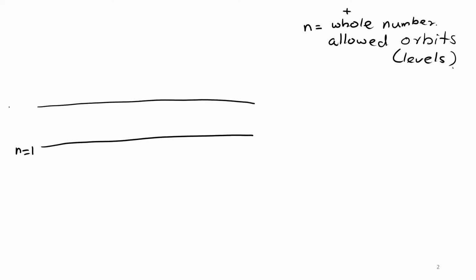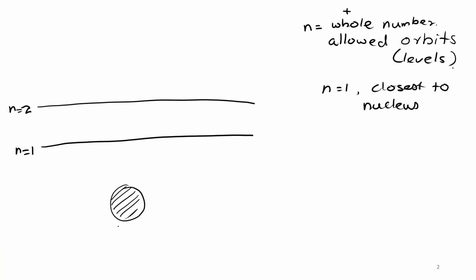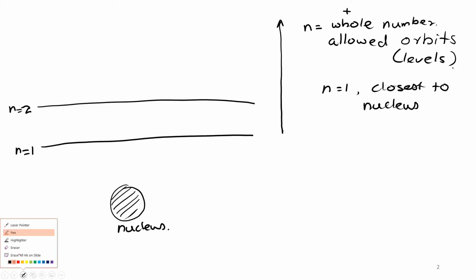And then we have n equals 2. And n equals 1 is actually the energy level or the orbit that is closest to the nucleus. And where is your nucleus? You can assume your nucleus is somewhere here. So that is your nucleus. And then as this n number increases, you will see that the energy levels are getting further away from the nucleus and their energies are going to increase. So in this direction, you can see energy increasing.